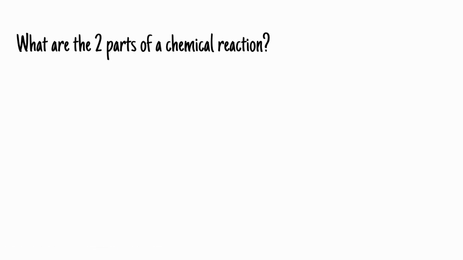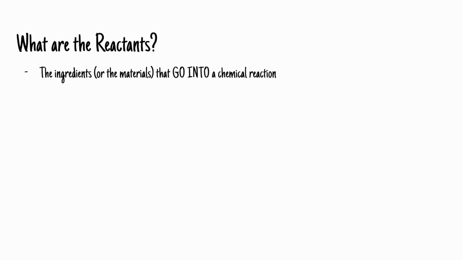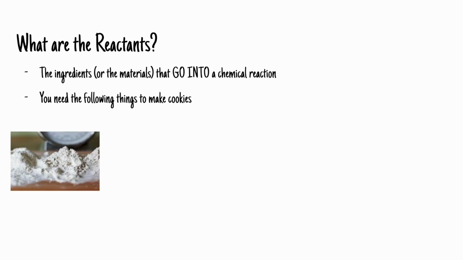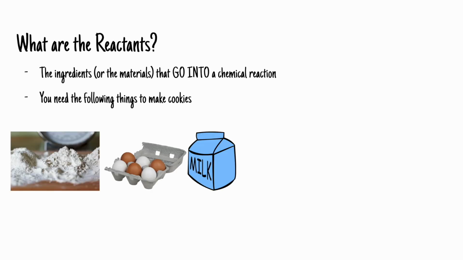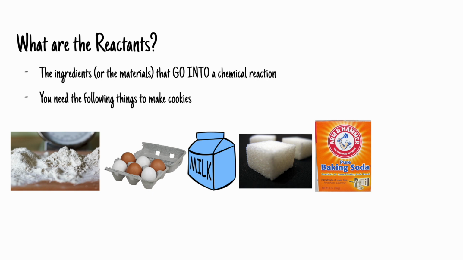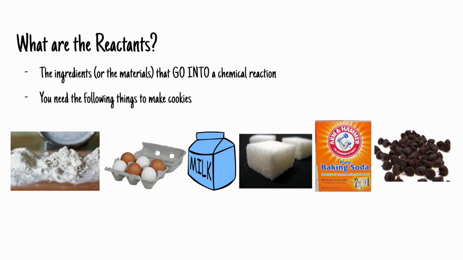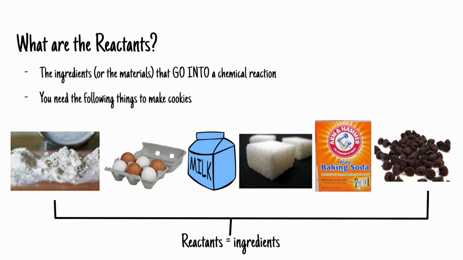What are the two parts of a chemical reaction? The first is reactants, the second is products. So what are the reactants? These are the ingredients or the materials that go into a chemical reaction. So let's all talk about making cookies, right? You need the following things to make cookies. You need flour, you need eggs, you need milk, you need sugar, and you need baking soda, and of course you need chocolate chips, because obviously you're making the best cookie known to man, chocolate chip cookies. All of these are the ingredients of chocolate chip cookies, therefore they are the reactants of chocolate chip cookies.